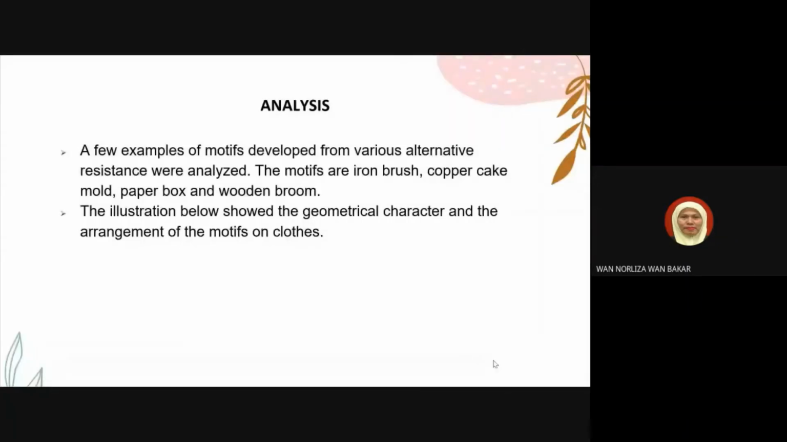In the analysis, a few examples of motifs developed from various alternative resistance were analyzed. The motifs are iron brush, copper cake mold, paper box, and wooden broom. The illustration below shows the geometrical character and the arrangement of the motif on the cloth.